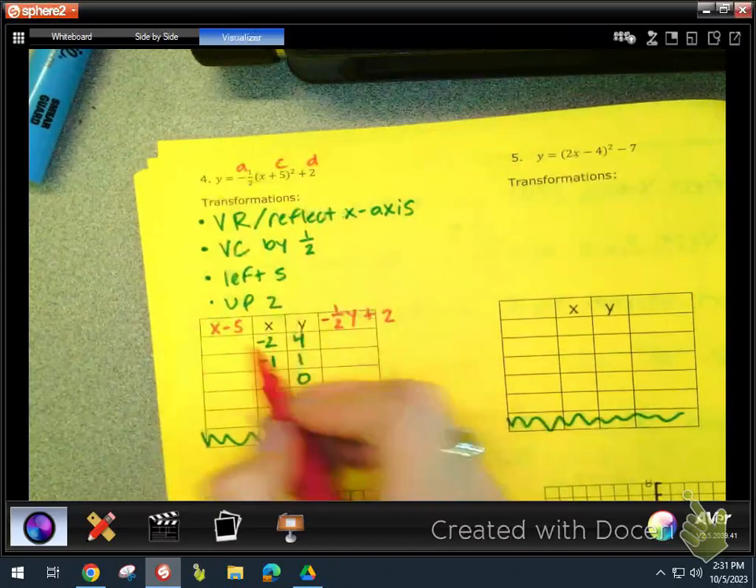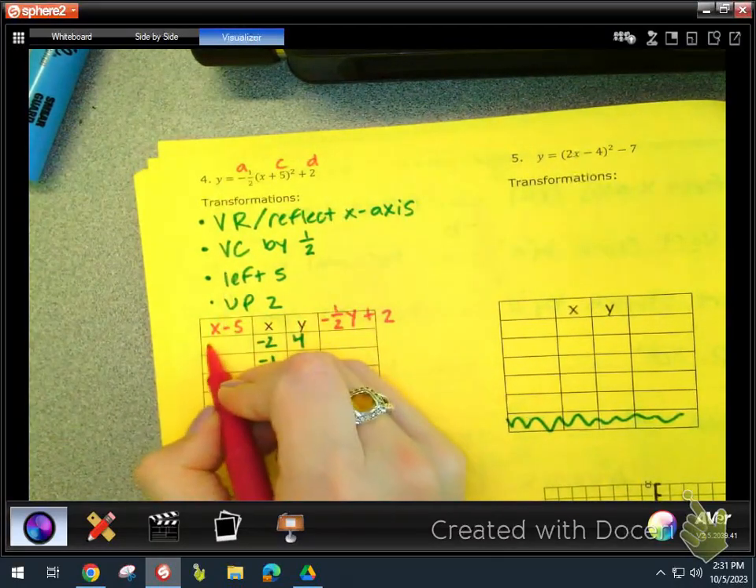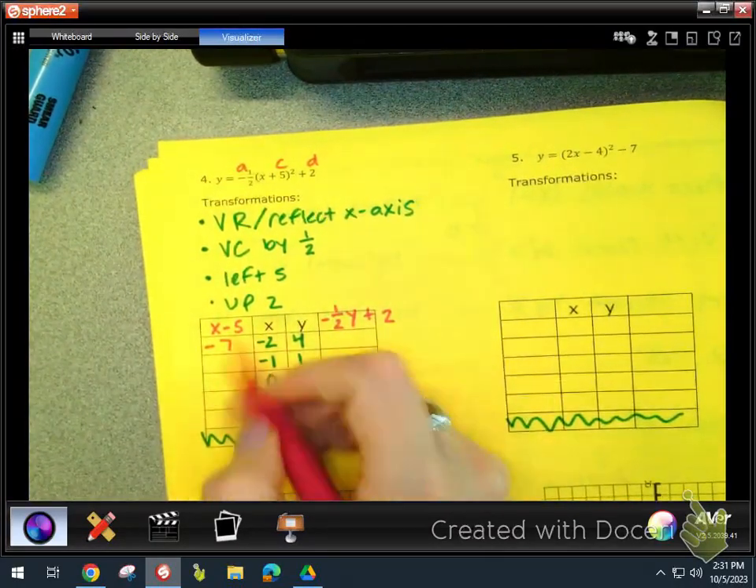Okay, all right, x's. We'll do those first. Negative 2 minus 5 is? Minus 7. Negative 7. Negative 1 minus 5.